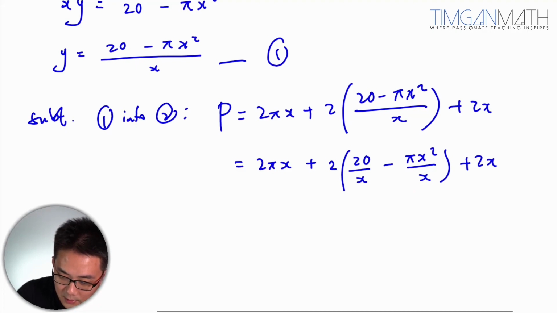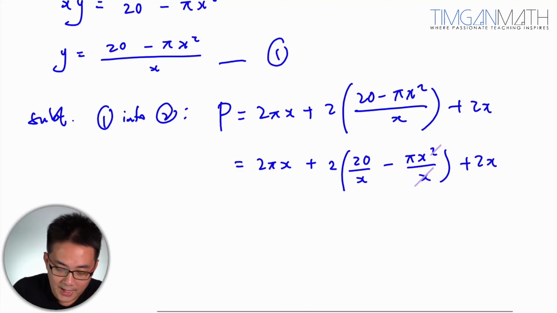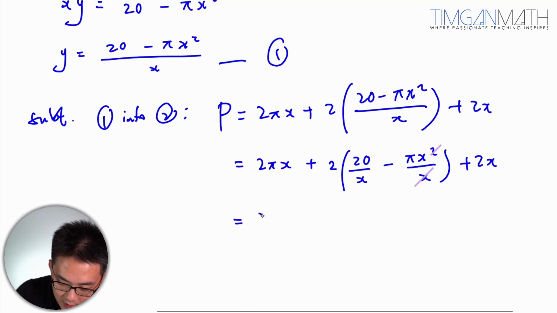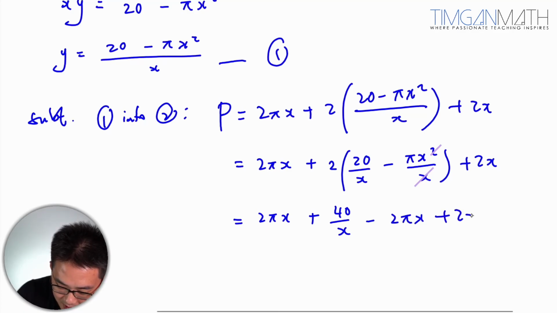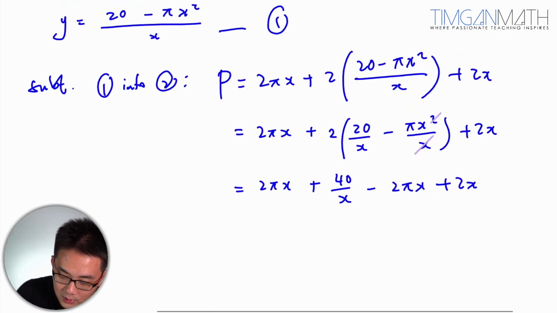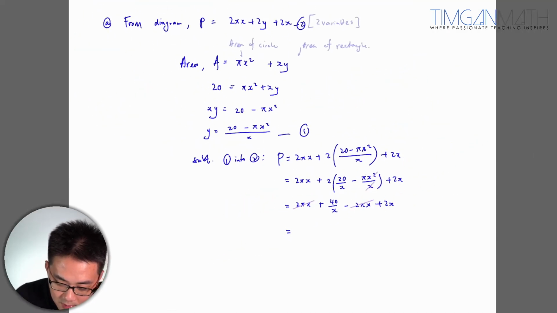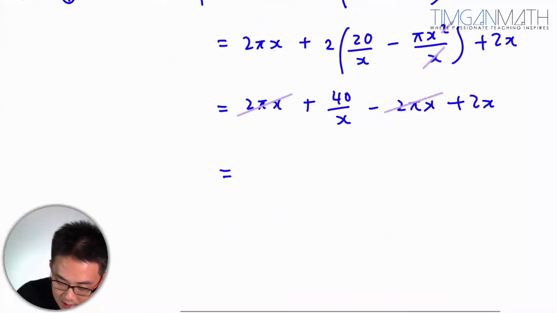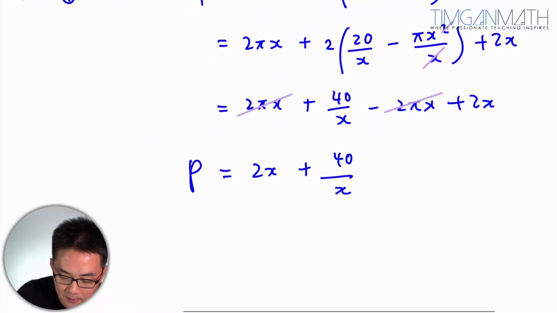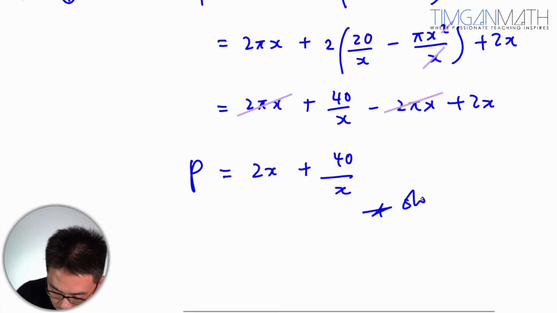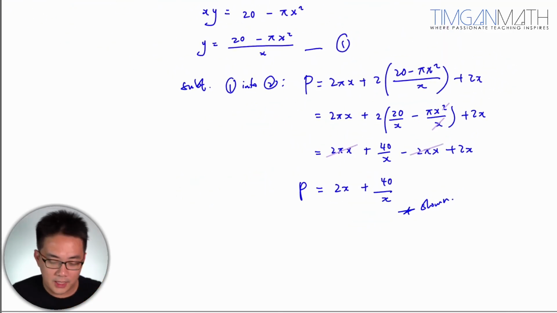Cancelling this out with π, so try not to make any mistakes here: we get 2πx − 2πx + 2x. This would cancel away because it is the same term here. Hopefully we get the answer. Yep, that is the answer. That is P shown. Alright, people, signing off.